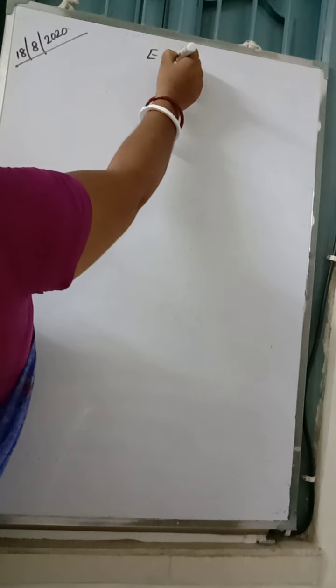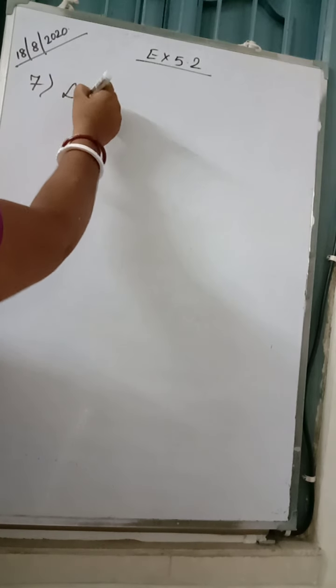Today we'll be solving question number 7 from exercise 5.2. The question says: 7 more than a 2 digit number is equal to 2 less than the number obtained by reversing the digits. The sum of digits is 5. Find the number.